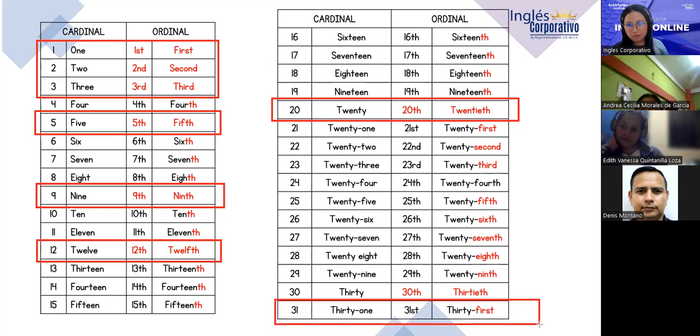12. ¿Cuántos debo de memorizarme entonces? Look, number 1, 2, 3, 5, 9, 12, 20, and 31. Se reduce mi lista. Recuérdelos. 1, 2, 3, 5, 9, 12, 20, and 31. Revisemos por qué es que puse esto como excepción.